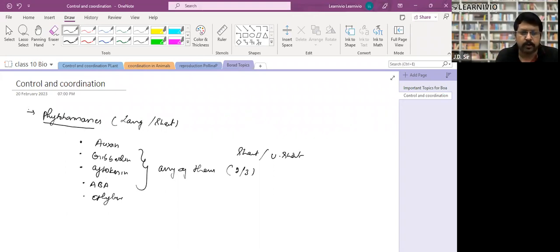Most probably they'll ask you a short question. Write down about auxin. What are the functions of gibberellin? What are the functions of ethylene? That can be the question asked.